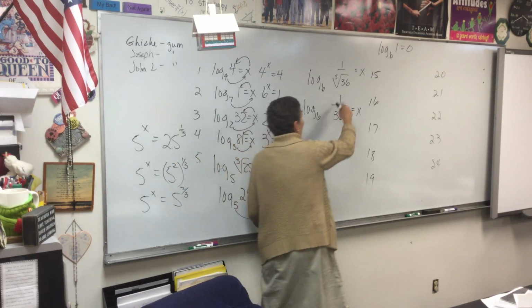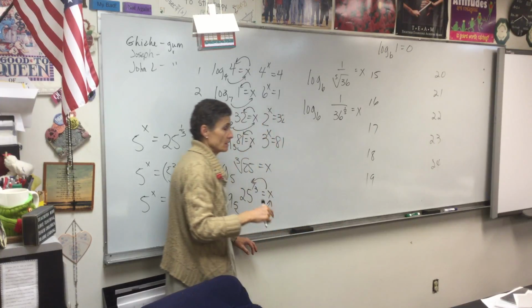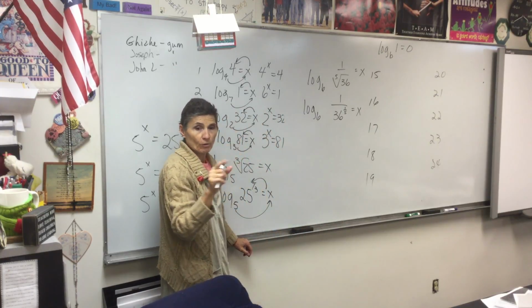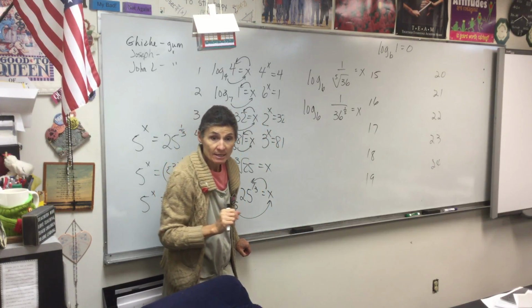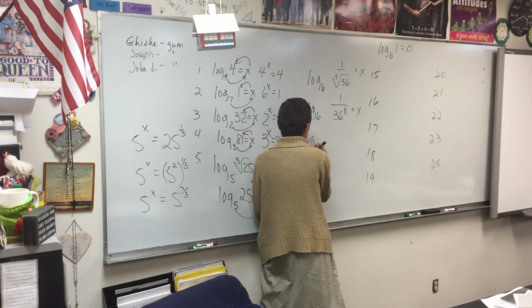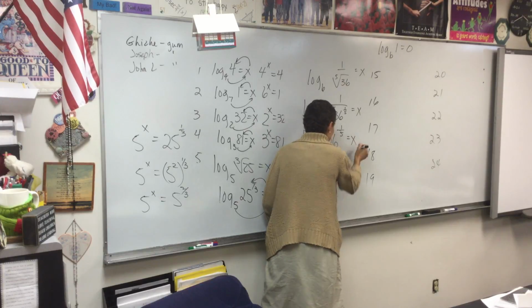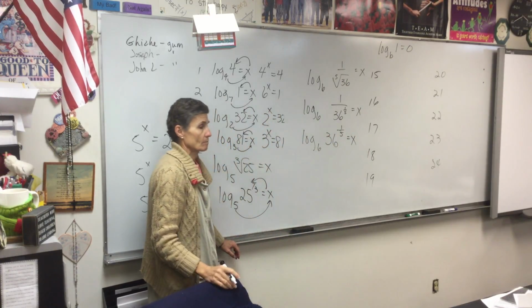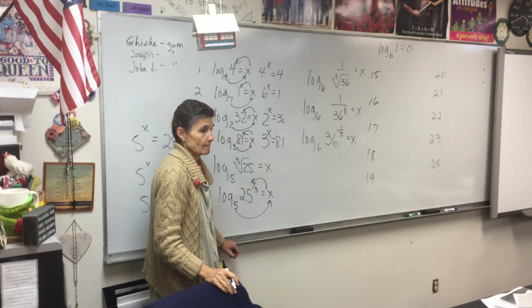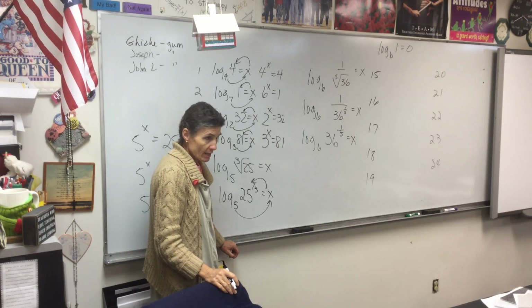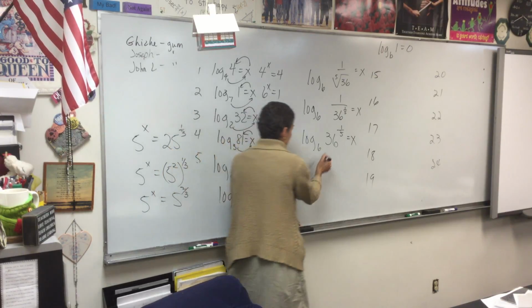Now what about the 1 over? I don't like that either. 1 over, I could make the exponent negative. So log base 6 of 36 to the negative 1/5. Would that be okay? Now let's translate it.